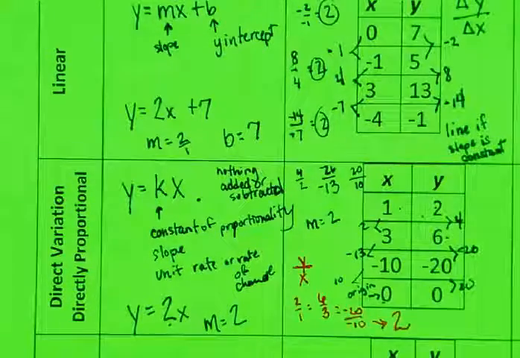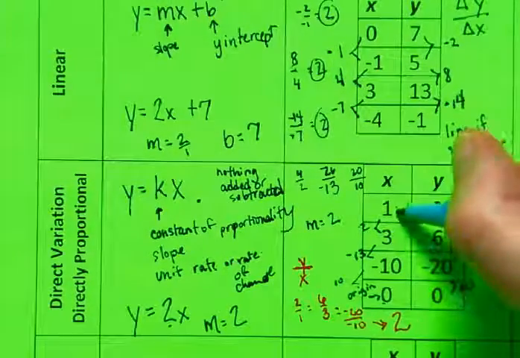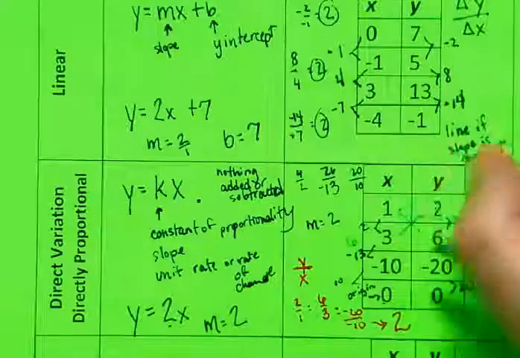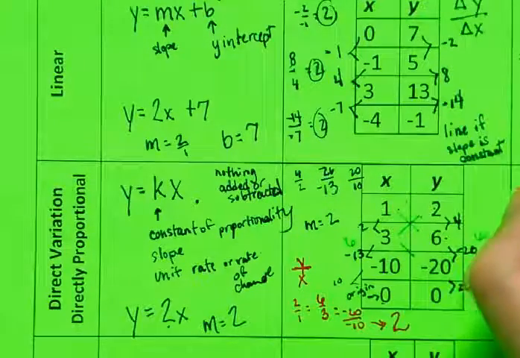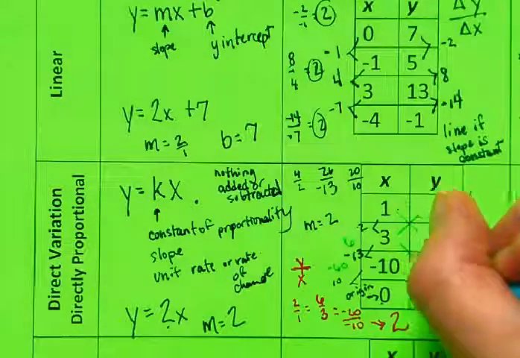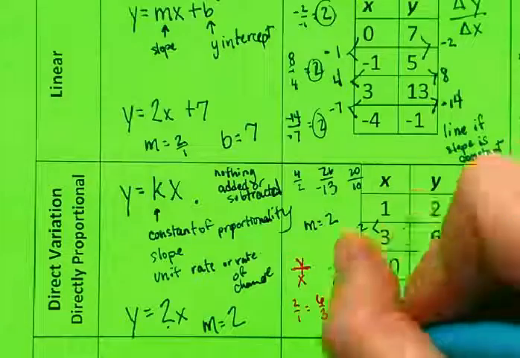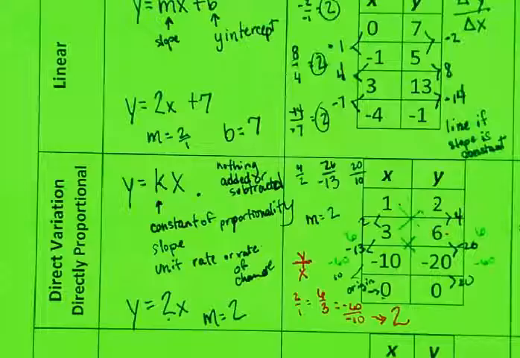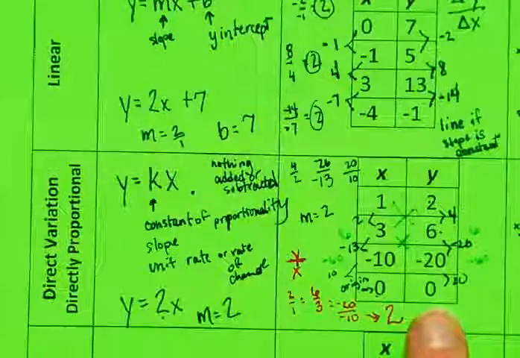If you love checking cross products, you could also check cross products. 1 times 6 is 6, and 3 times 2 is 6. 3 times negative 20 is negative 60, and 6 times negative 10 is negative 60. And then negative 10 times 0 is 0, and negative 20 times 0 is 0. So check your cross products all the way down the table and see if it comes out with equal cross products. And if it does, then it's a proportion. Those are a couple of ways that you can check a table to see if it's a proportion.